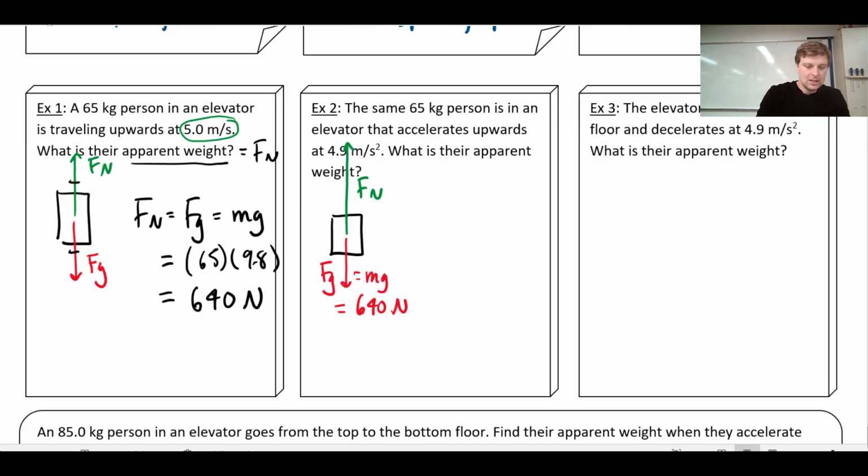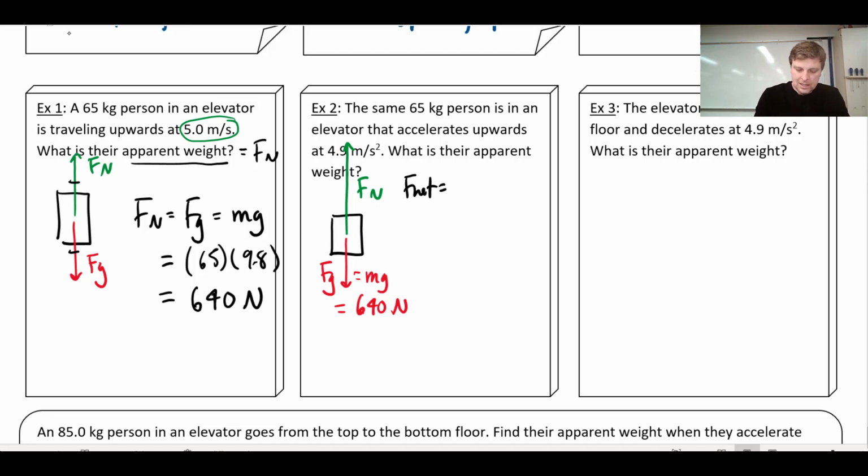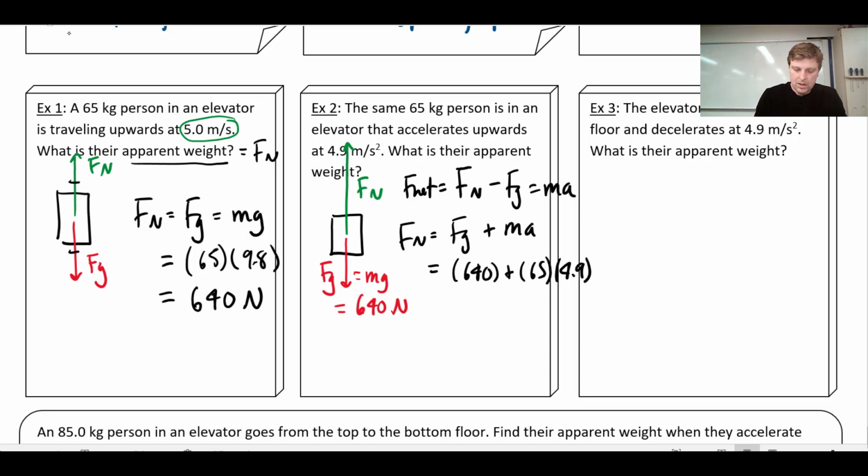So what this is going to do is going to lead me to a net force equation. So for my net force in this case, I'm going to do winners minus losers. And since the upwards is the winning direction, I'm going to do Fn minus Fg equals ma. So solving for the normal force, Fn is going to equal Fg plus ma. Now I already know the weight from before, the Fg from before, so that's 640 plus 65 times 4.9. These boxes are too small. And I get an answer of right around 960 newtons for that one, okay?